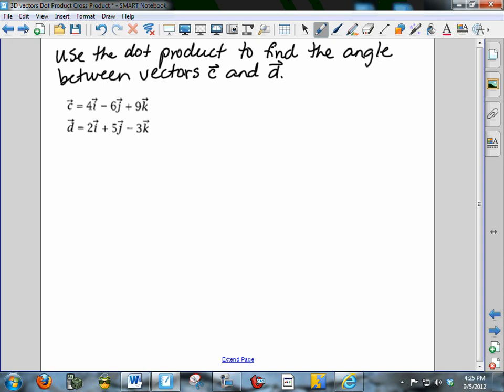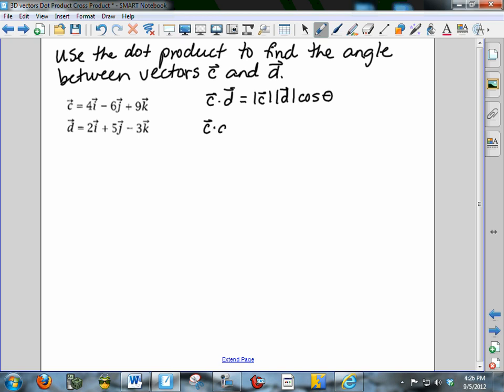But with the dot product, we know this fact. We know that, in this case, C dot D is equal to the magnitude of C times the magnitude of D times cosine of theta. So if I know the dot product, and if I can find the magnitude of both the vectors, all I have to do is solve for theta, and then I know what the angle between the two vectors is. So let's just do each of those pieces.